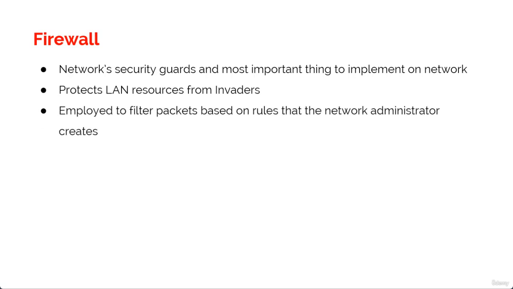Now you can use firewalls to filter packets based on the rules that you or your network administrator create and configure strictly to eliminate the type of packets which are not intended for your PC. For example, let's say you configure your firewall to discard all the packets having the protocol HTTP, which is Hypertext Transfer Protocol, and it is not a secure protocol.